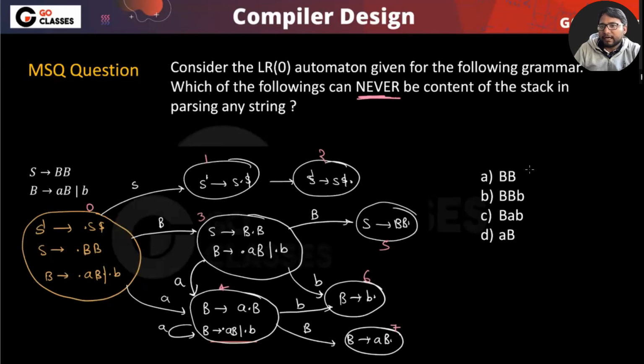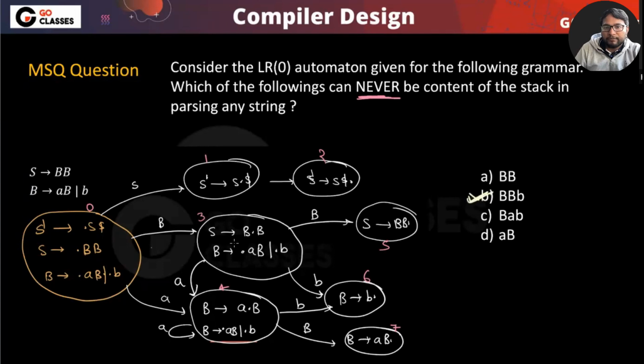It can be, right? It can be the content of the stack, definitely. BB, and if B is coming, since there is no move defined, in which state will you go? There is no state, right? So after BB, you will reduce that to S. If BB is coming, you will reduce that to S. You will not be doing the shift. So after this BB, you will be just reducing. So this cannot be the content of the stack. So that's why this is the answer.